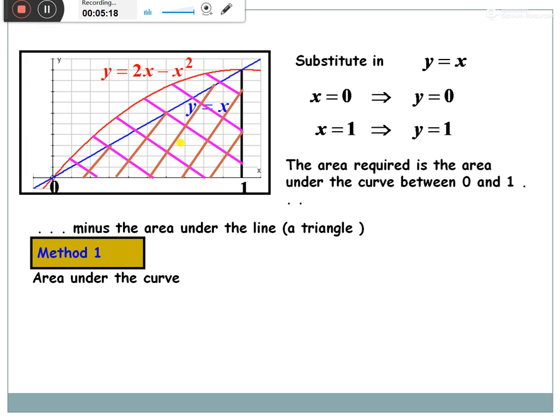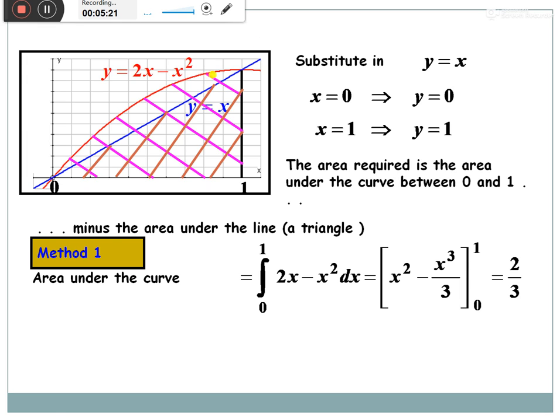The first one is to find the area under the curve. Area under the curve y is equal to 2x minus x square, with limits from 0 to 1 because it is in between the lines x is equal to 0 and x is equal to 1. Therefore we take the limits 0 to 1, integral of y dx, where y is 2x minus x square. Integrate this. It becomes x square minus x cube by 3. Then substitute the upper limit minus the lower limit, and you will get 2 by 3.